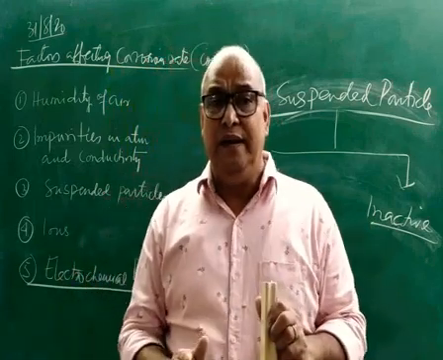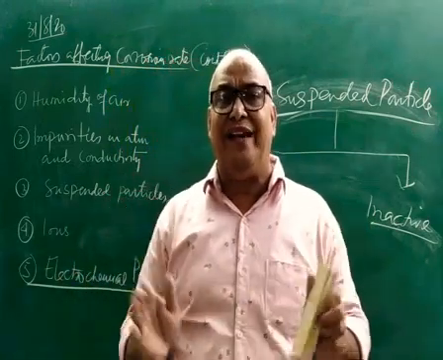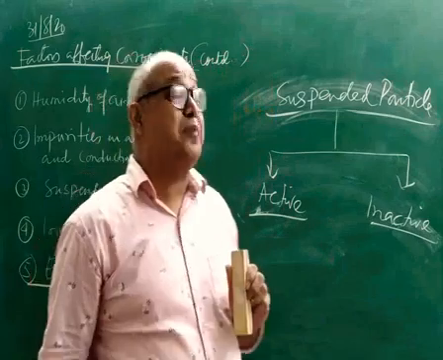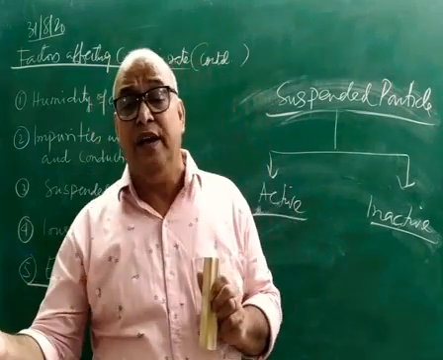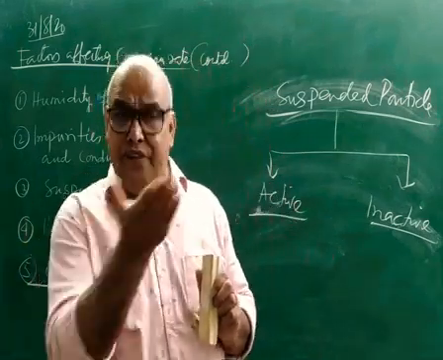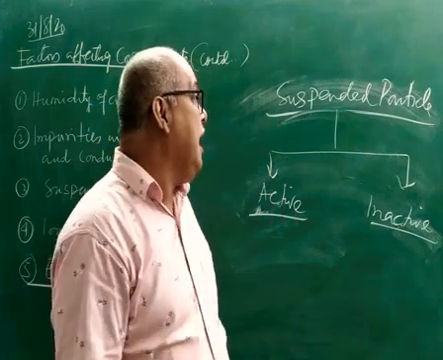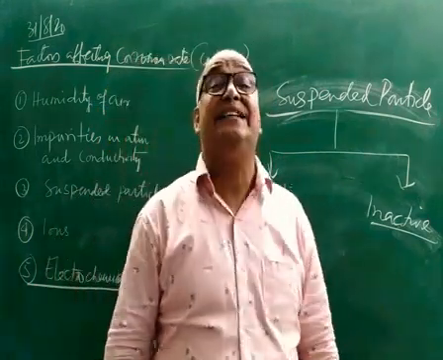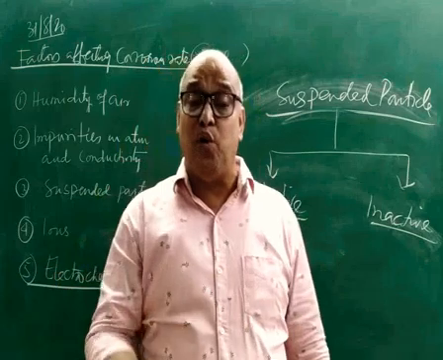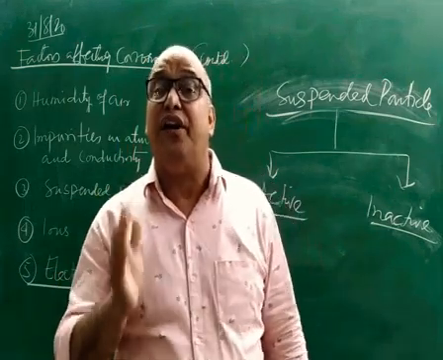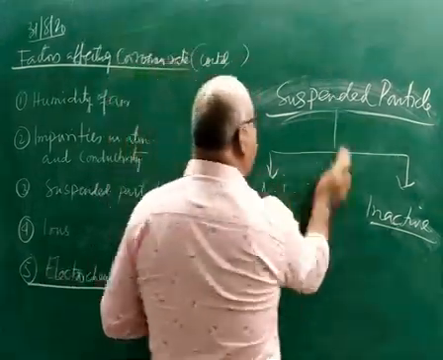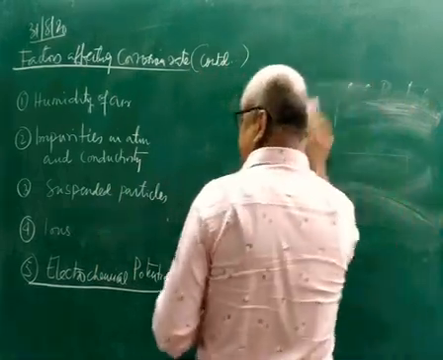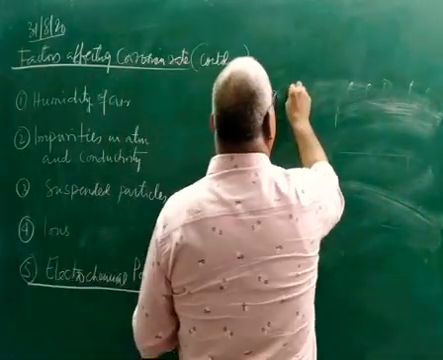Therefore, in brief, we can say that if the suspended particle is active in nature, the rate of corrosion is expected to increase during its presence. And if the suspended particle is inactive in nature, as in the case of charcoal we have seen, the rate of corrosion will decrease. Next point is ions.